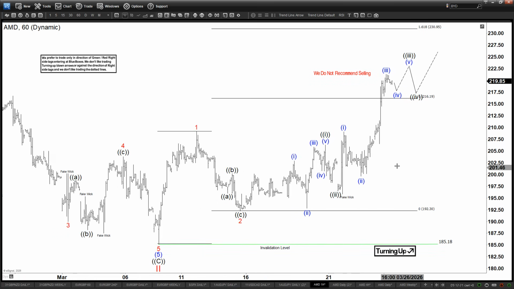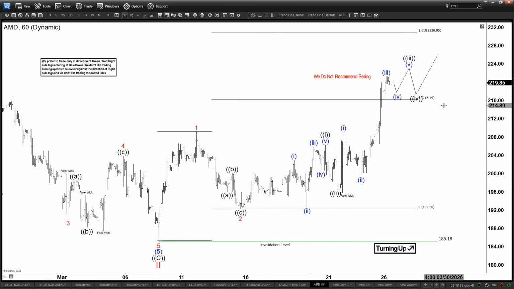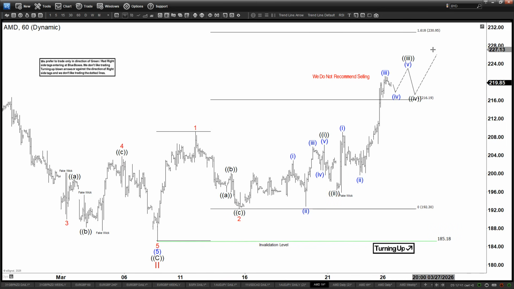So on the shorter cycle for now, we are speculating, still no confirmation, speculating that we are starting the new bullish leg as an impulse, and this view will be validated or will gain more probability if we can reach 230 here, right? 230, 1.618.